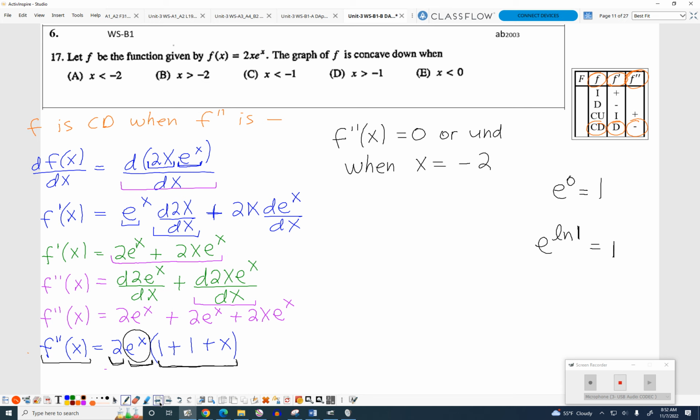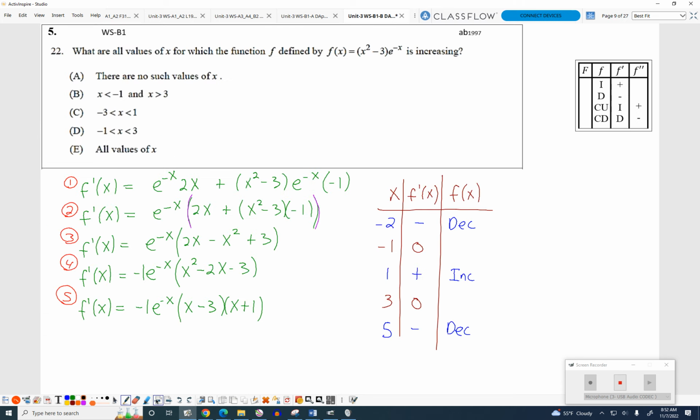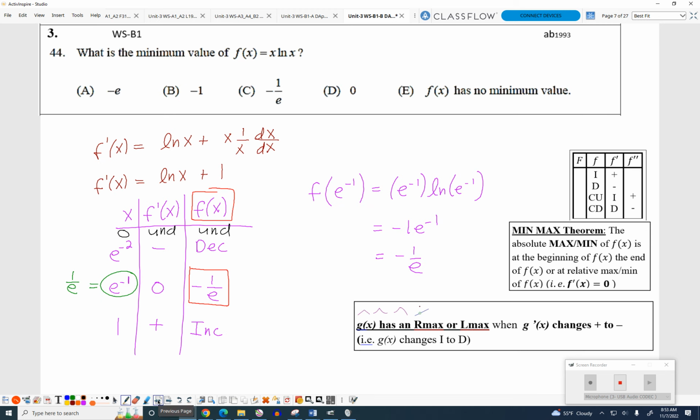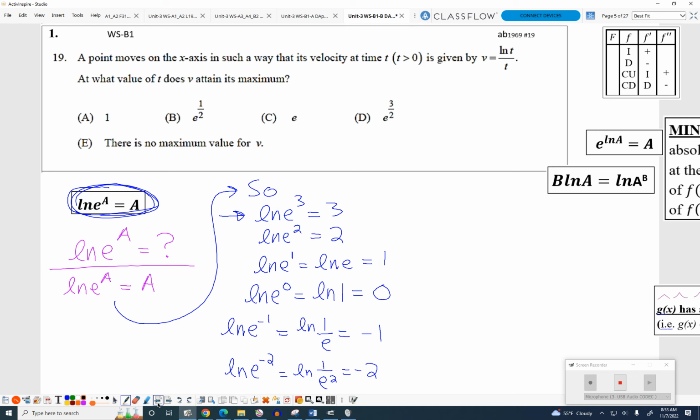Hey, we didn't talk about this rule, but it's kind of the companion rule. You can't forget this one either. Right here: e to the natural log of a is just a. So don't forget that.